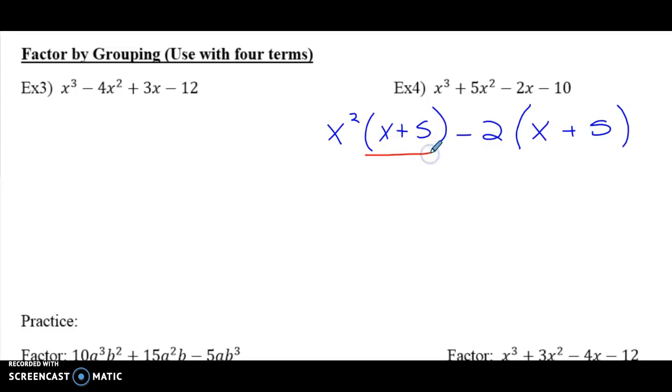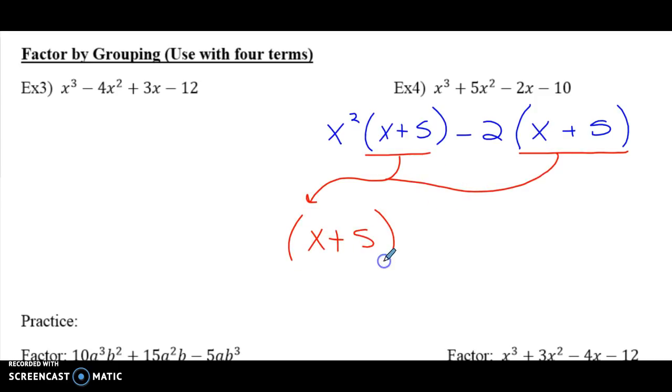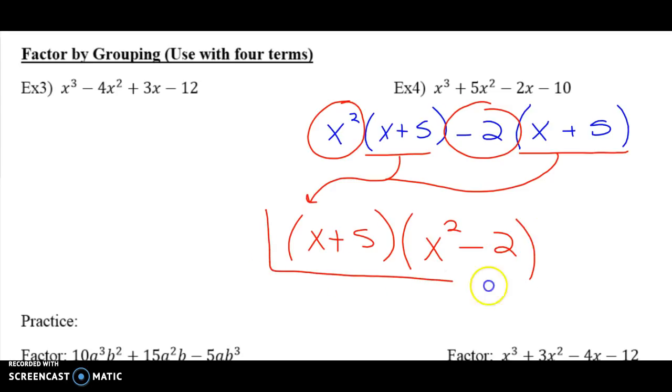So this and this move to the front as 1, because it's a GCF. They both had it in common. And what's left behind? X squared minus 2. That's your answer.